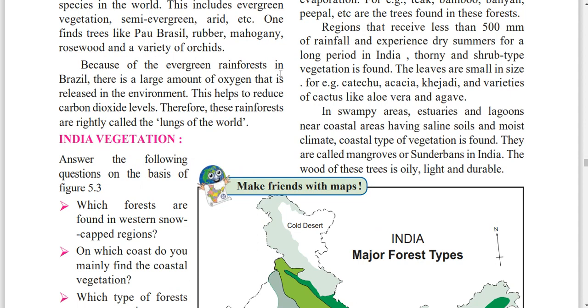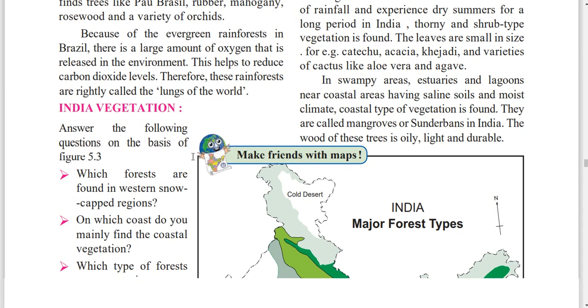Because of the evergreen rainforests in Brazil, a large amount of oxygen is released in the environment. This helps to reduce carbon dioxide levels. Therefore, these rainforests are rightly called the lungs of the world.